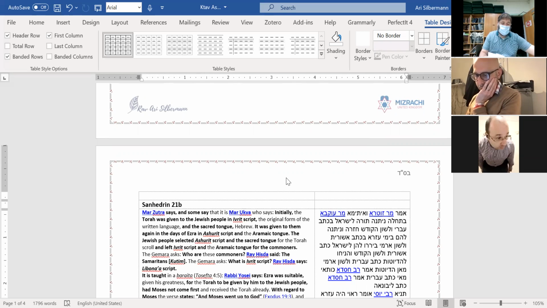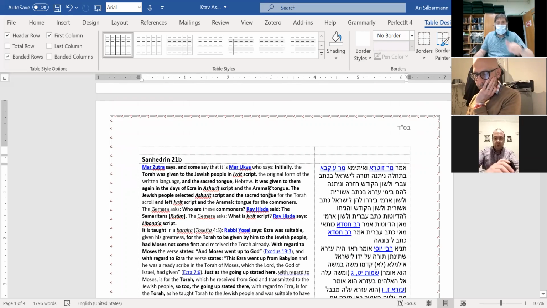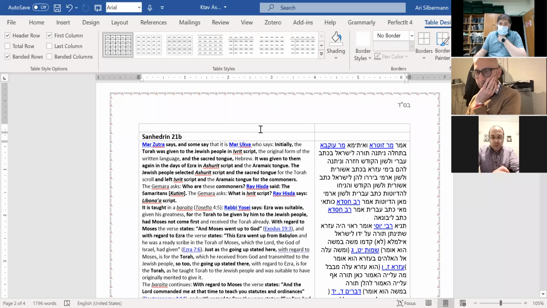So the Gemara says like this, the source in front of you. Mazutra says: Bechila nitna Torah l'Yisrael b'ktav Ivri v'lashon hakodesh. In the beginning, the Torah was given to the Jewish people in Ivri script, Hebrew script, so to speak. It was given to them again in the days of Ezra in Ashurit script.